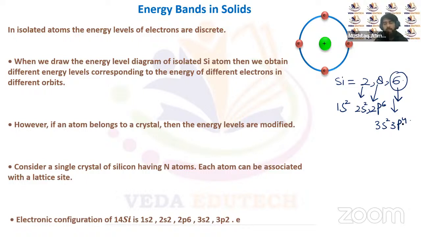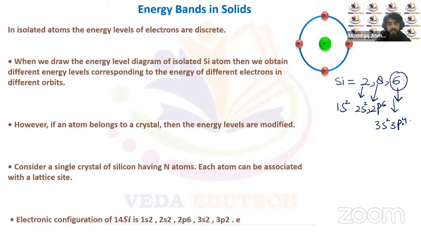Now what happens is that these energy levels get separated into a number of energies, and we get a band of energy levels. Those bands we call energy bands in solids. So in the case of crystals, we do not have discrete energy levels, but we have bands of energy levels because of the different interactions happening between the atoms in a crystal.